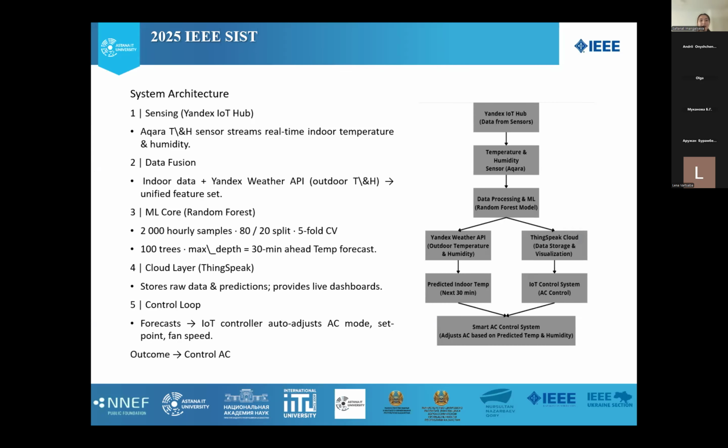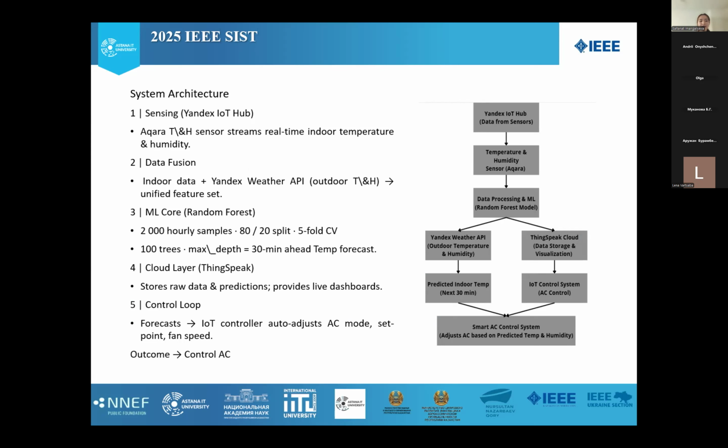So here's the main system architecture of my work. Here we use it for sensing. It's Aqara temperature and humidity sensors, which stream indoor data via Yandex IoT Hub.